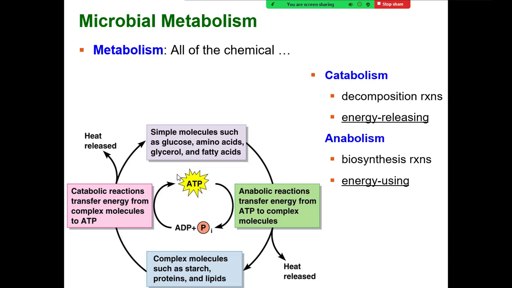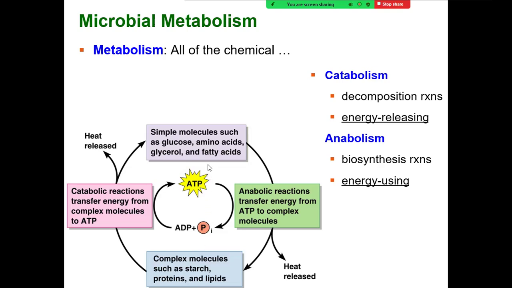All right. Catabolic reactions or decomposition reactions are where you start with a larger molecule and you end up with a smaller molecule. In the process, energy is given off by the reaction. That's because the complex molecule has more stored energy than the simple molecules. Anabolism is the other half of metabolism, where you have a biosynthetic reaction where you start with simple molecules and you make larger, more complex molecules.